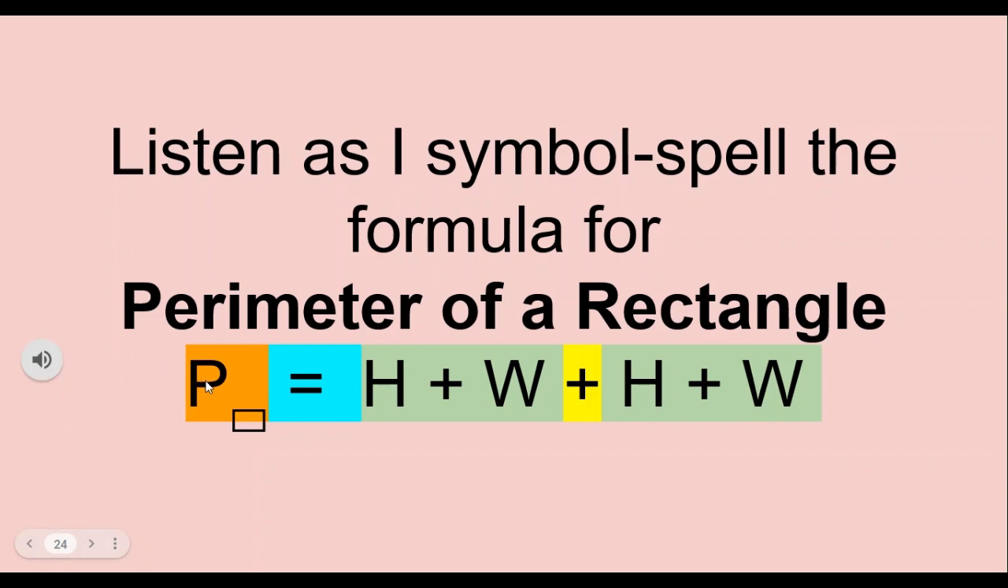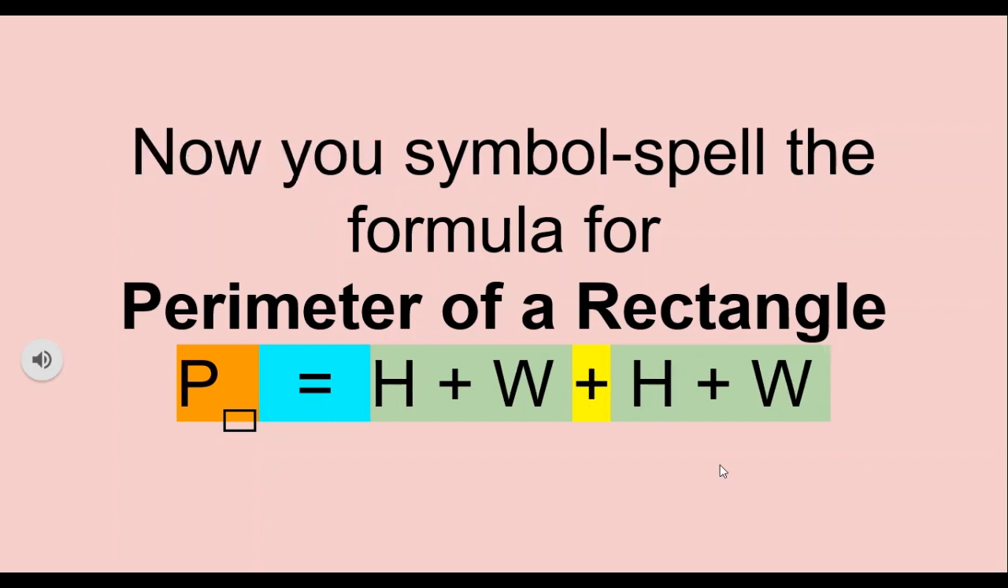That's right. Capital P with a little rectangle next to it. Remember, we write that rectangle smaller and lower. So capital P with a little rectangle next to it, equal sign, capital H plus capital W plus capital H plus capital W.